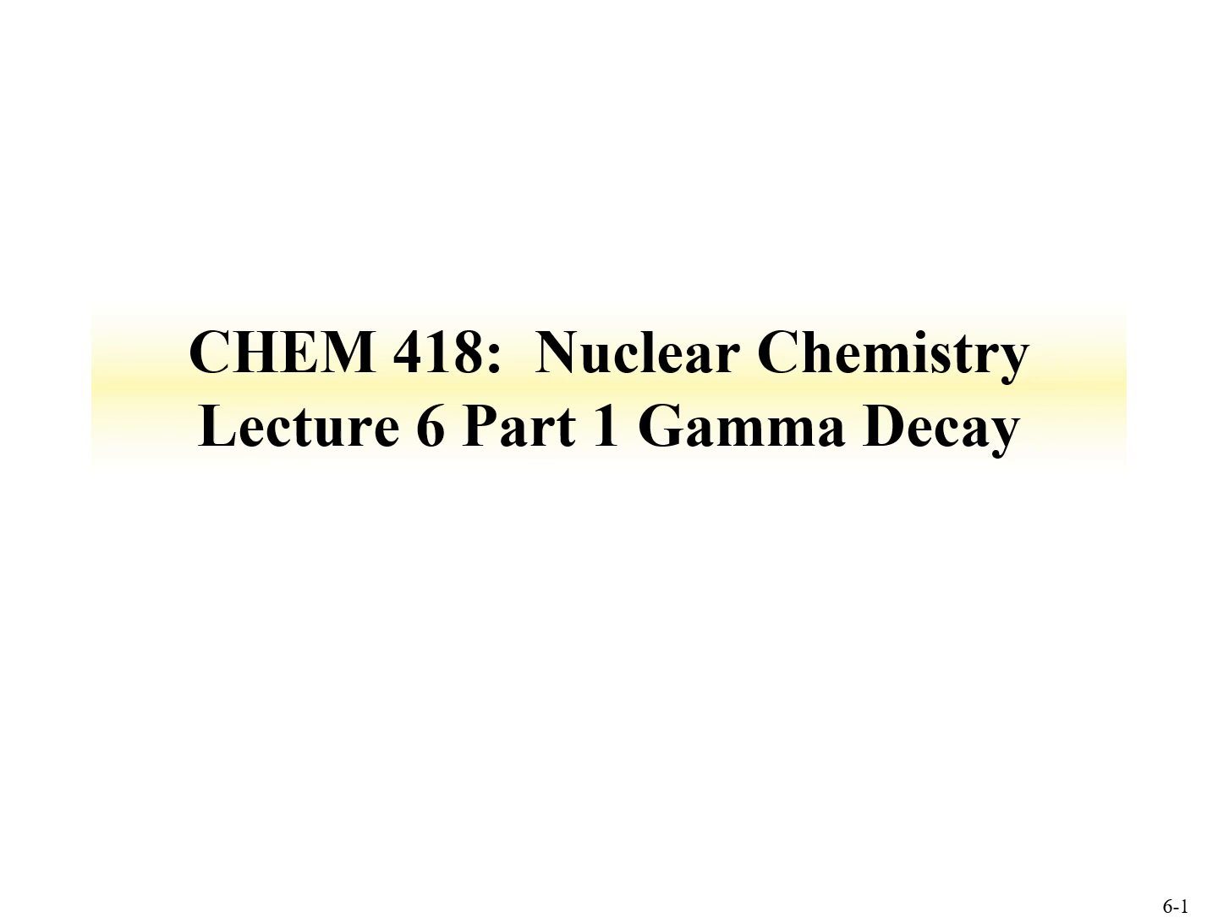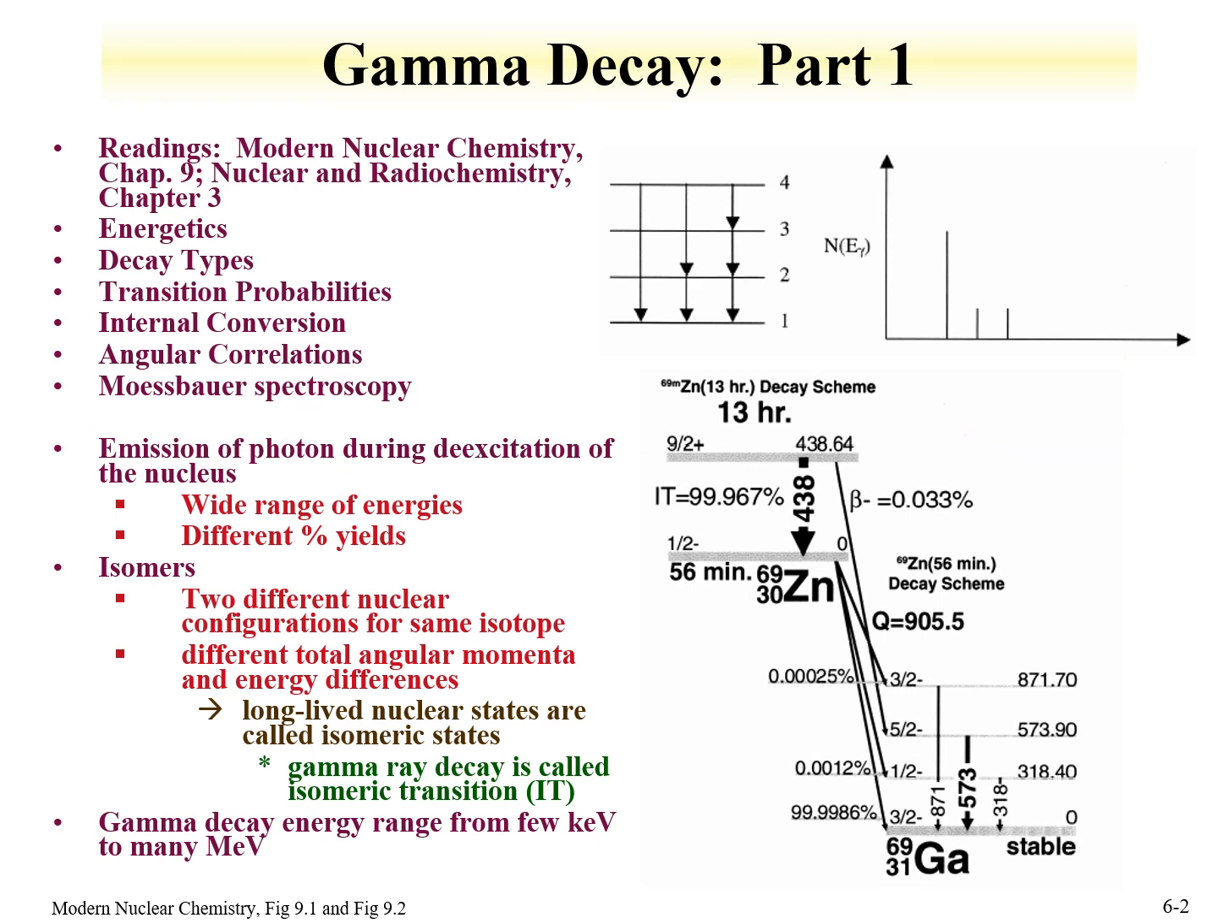Welcome to Lecture 6, Part 1 for Chemistry 418. This lecture is on gamma decay. The readings for this lecture are Modern Nuclear Chemistry, Chapter 9, and Nuclear and Radiochemistry, Chapter 3. This lecture is going to be in two parts.